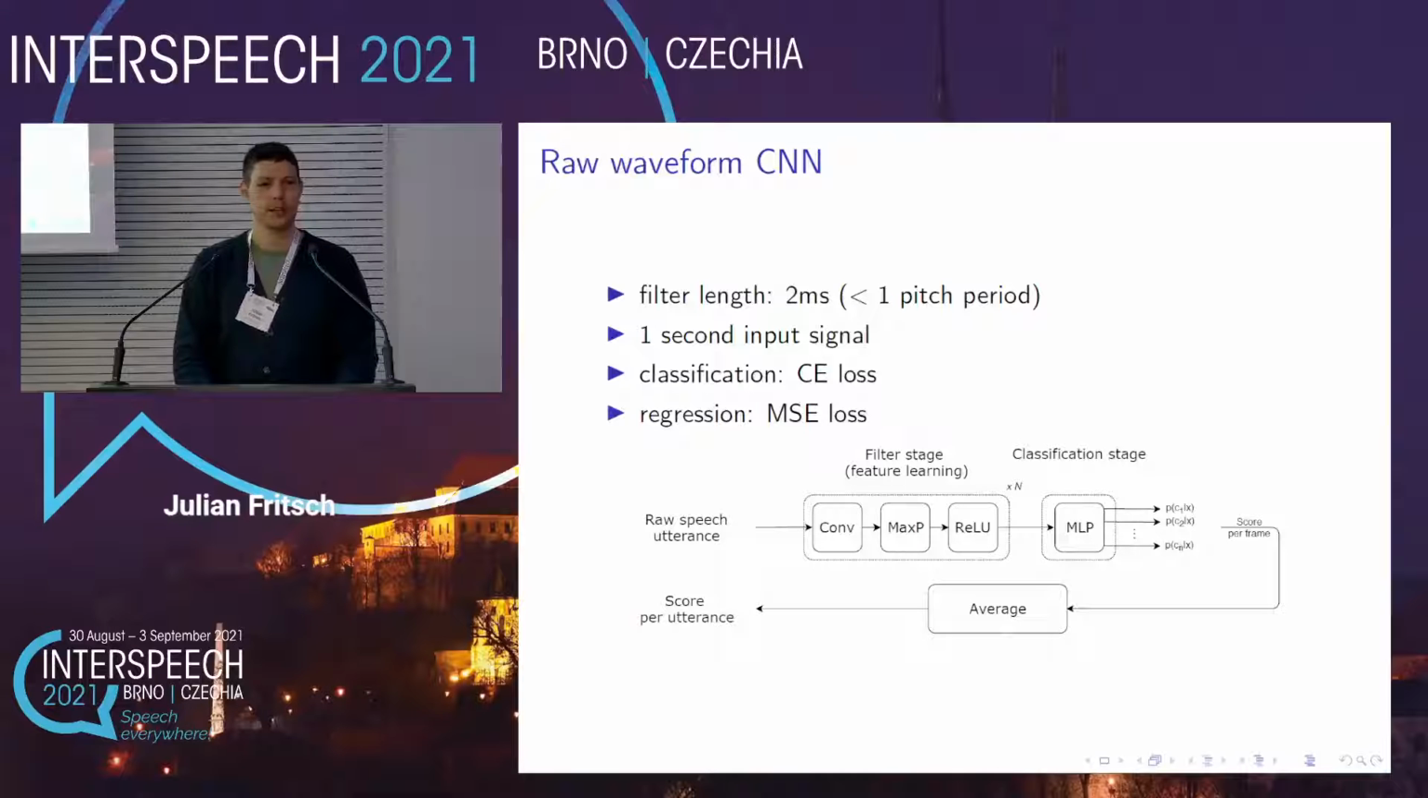And in this case, we are using a first filter length of 2 milliseconds, which is less than a pitch period. Input to the networks are 1 second signal chunks, and in the case of classification, we use a cross entropy loss and mean squared error loss for the regression task. Now, to that network, you can feed any signal. So you can feed the raw waveform or any of the filtered signals, and that goes through a filter stage of convolutional layers with max pooling and ReLU, and a classification stage where you end up with a score per frame that we then average to get a score per utterance.